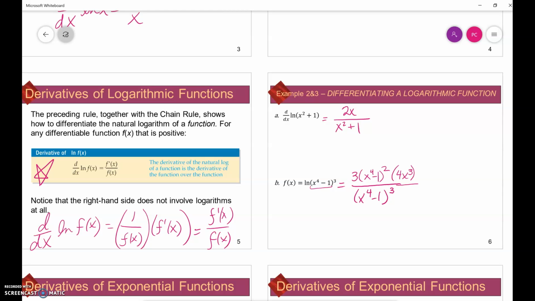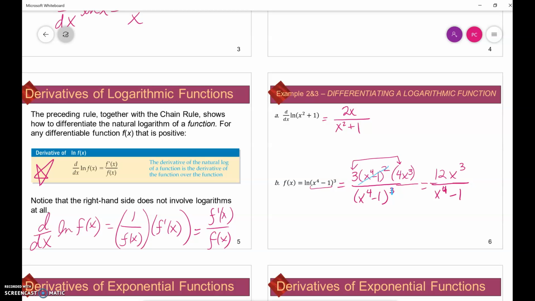The 2 on the top cancels out with 2 of them on the bottom, and I can simplify these two. And I have 12x cubed over x to the 4th minus 1. And you're done.